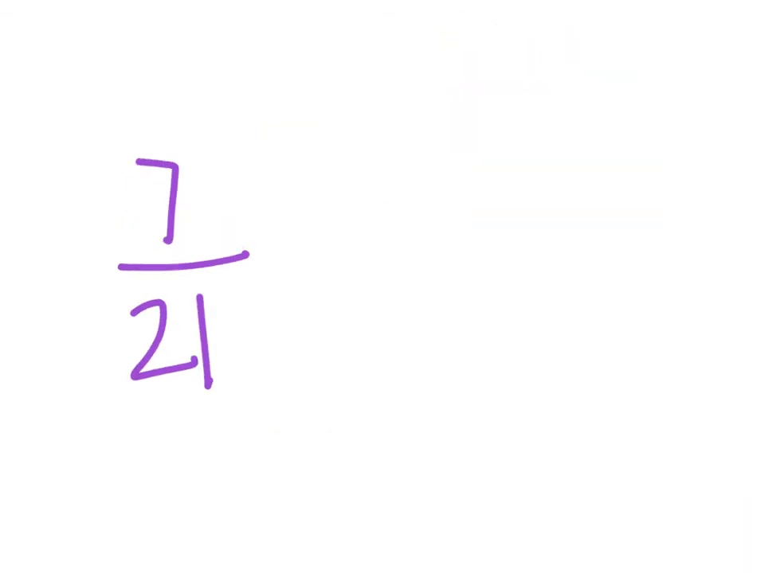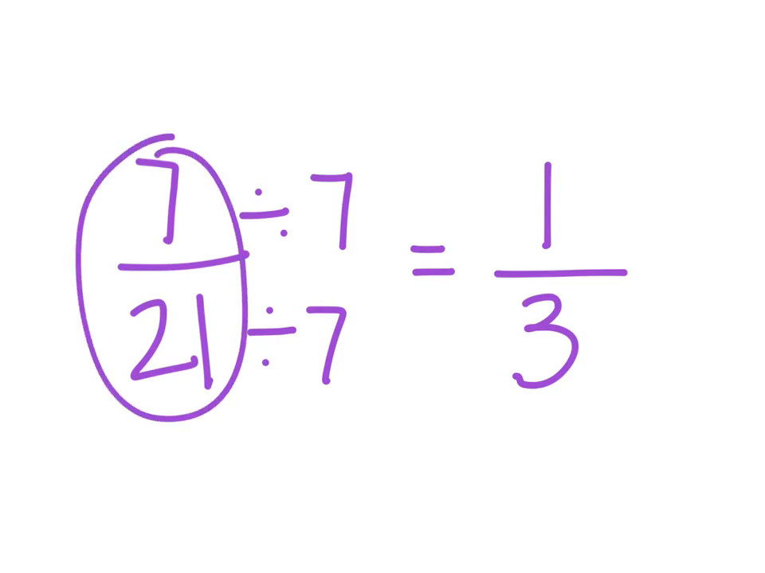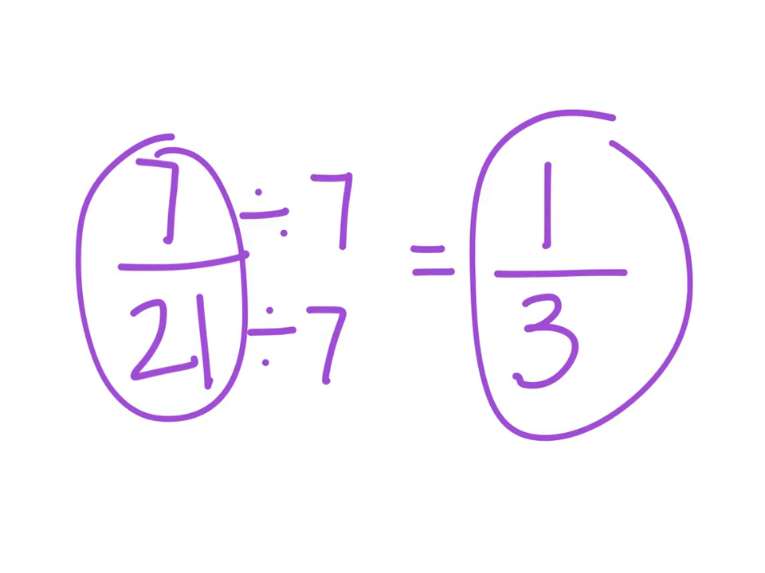You can also make equivalent fractions by dividing the top and the bottom by the same number. With this fraction, 7 out of 21, I see that they both have a factor in common, which is 7. So if I divided the top by 7 and the bottom by 7, 7 divided by 7 is 1, and 21 divided by 7 is 3. So I would get 1/3. This means that 7/21 and 1/3 are equivalent.